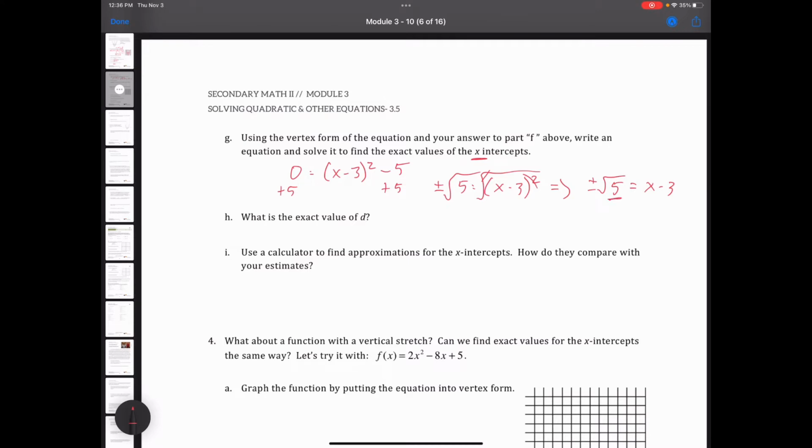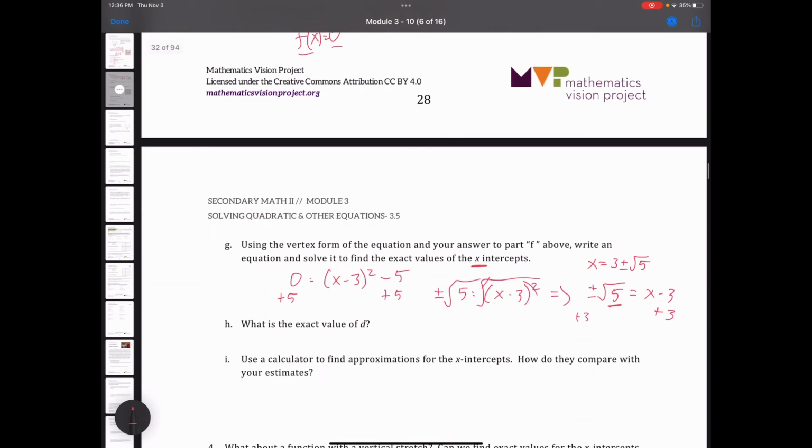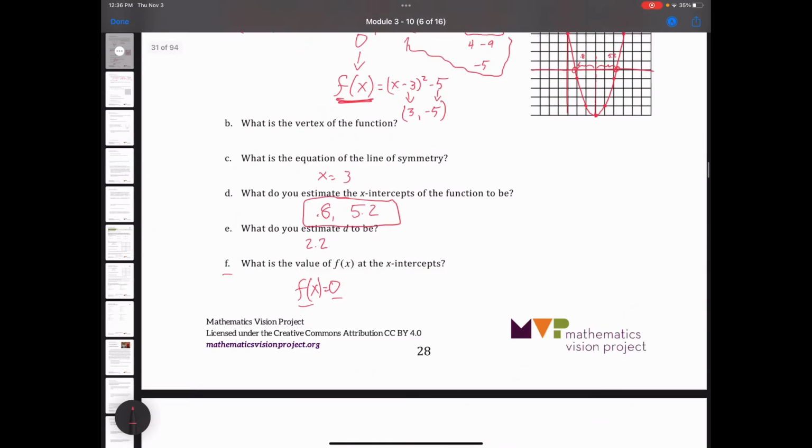Note this cannot be simplified any further. If I could simplify it, I should, but I can't right now. So I'm just going to go ahead and leave that as the square root of 5. Add 3 to both sides. So I get the exact value of the x-intercepts: x equals 3 plus or minus the square root of 5. Okay. So the next question now is, what is the exact value of D?